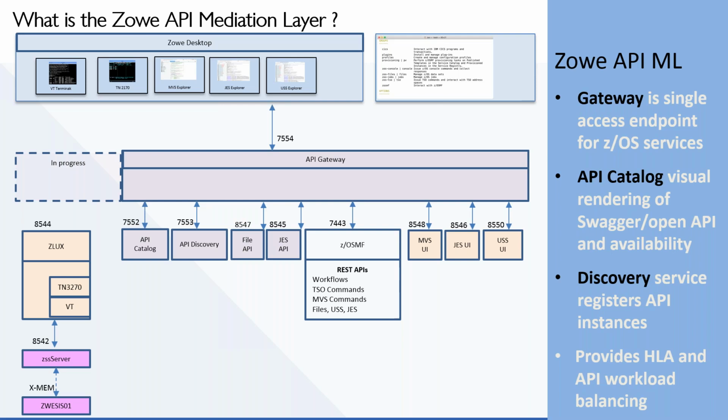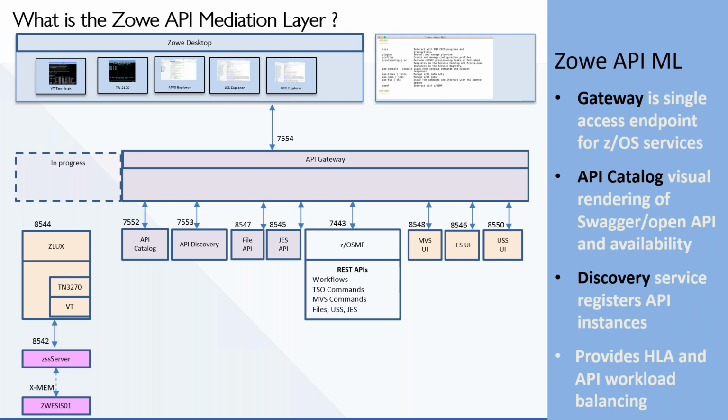Within this tech as well, because it's based upon Netflix Zowe, it provides API workload balancing. So if you have multiple server instances at the back end that are able to provide the same service, it's able to dispatch work to the most available one of those servers. So it gives you an element of workload scalability, and also through the Sysplex distributor on z/OS, it provides workload balancing.